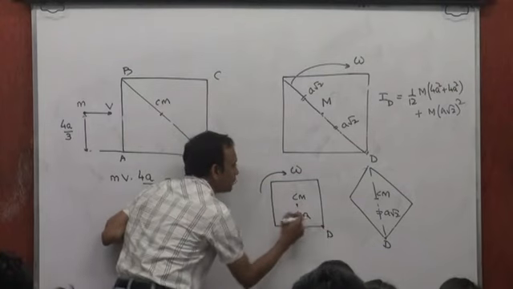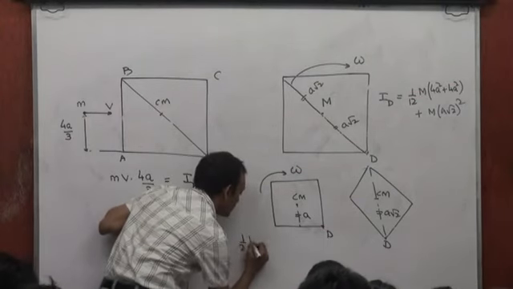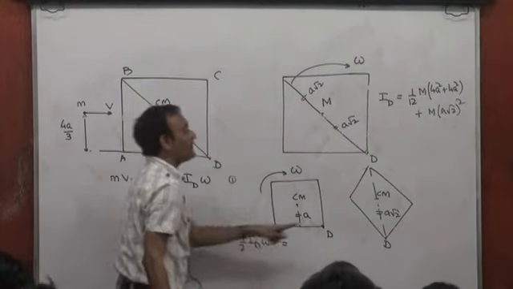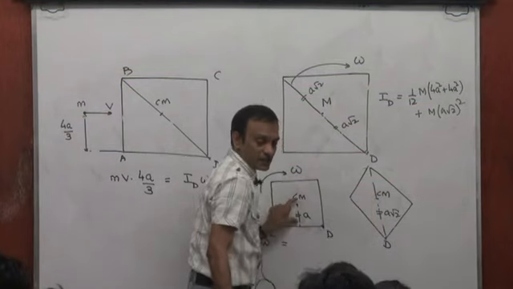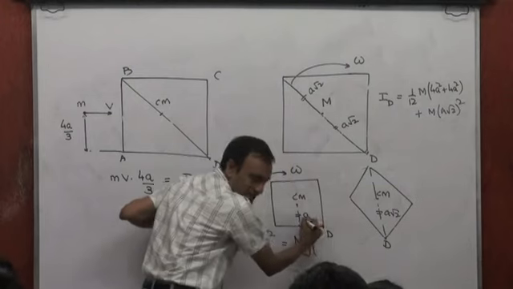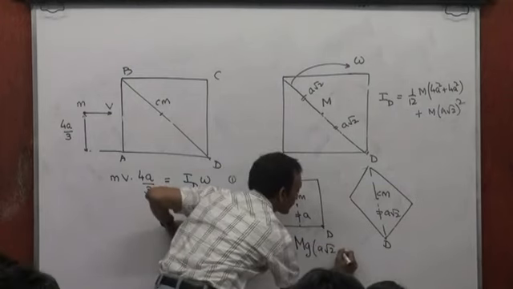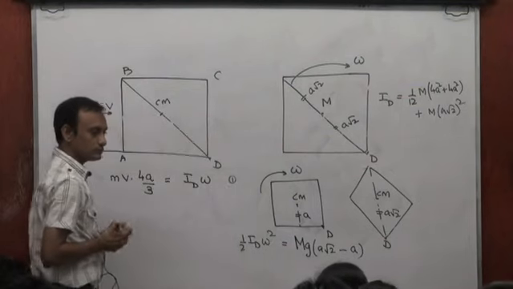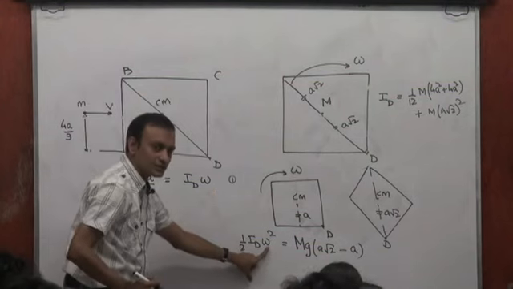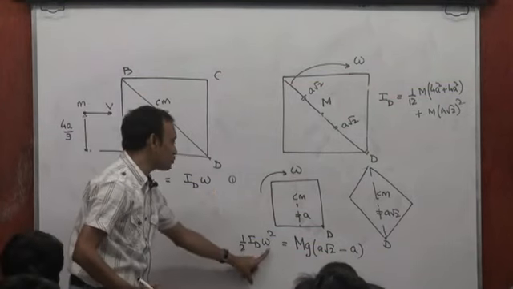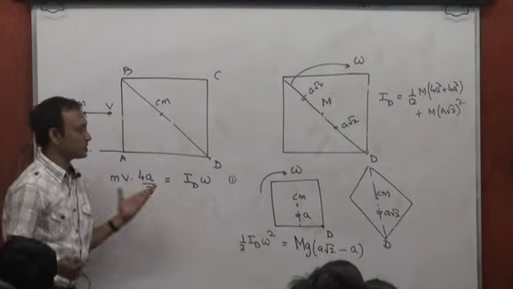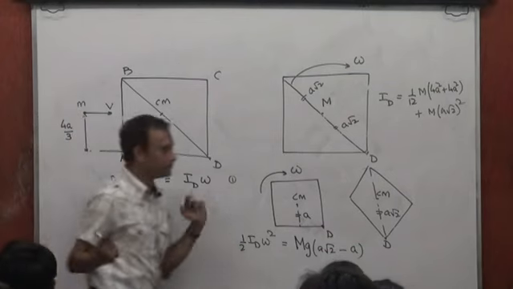The total energy in pure rotation here is half I_D omega squared, right? And that must go towards gain of potential energy, which would be capital Mg into a root 2 minus a. So the omega that you obtain from here can be plugged into this, and the V can be solved for. Is that clear?